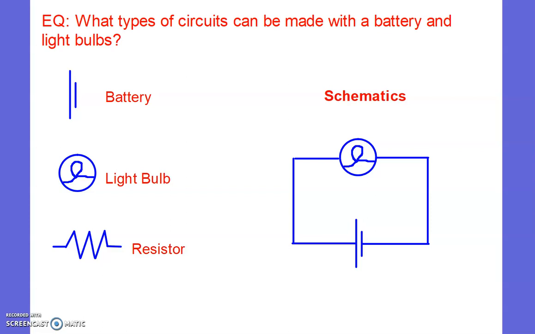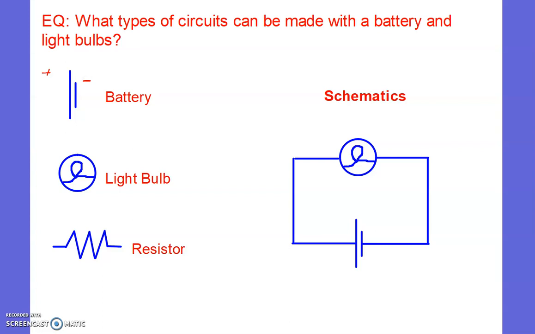The symbols that we use are meant to be very, very easy to draw. For a battery, we draw two parallel lines, a long and a short. The long line is meant to represent the positive terminal of the battery, whereas the short line is used to represent the negative terminal.